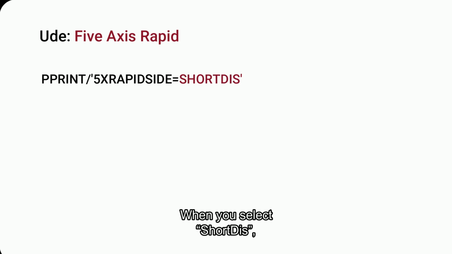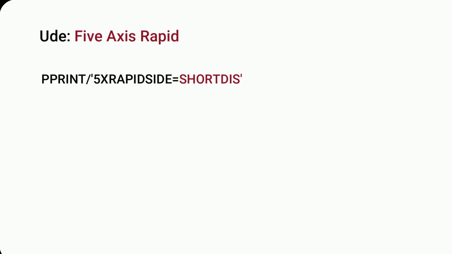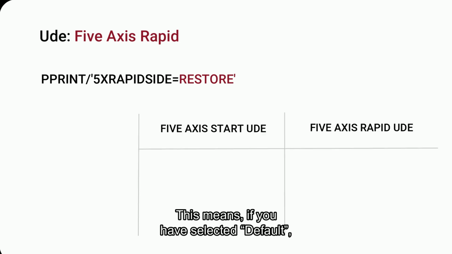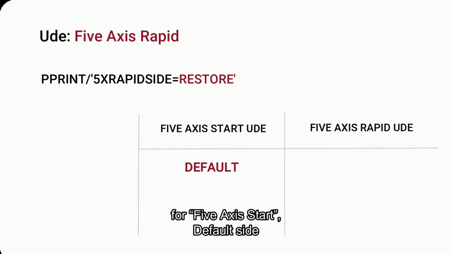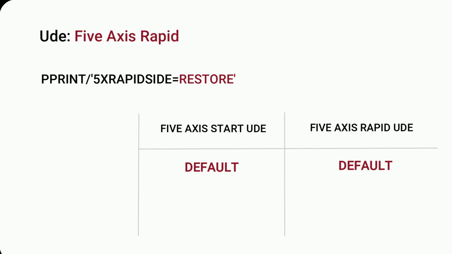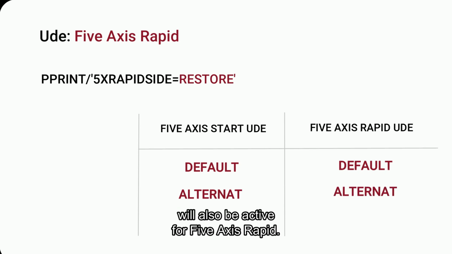When you select short dis, the position of second rapid motion is found by calculating the shortest rotary axis travel distance. When you select restore, what you've selected in 5-axis start UDE will also become true for 5-axis rapid. This means, if you have selected default for 5-axis start, default side will also be active for 5-axis rapid. If you have selected alternate for 5-axis start, alternate side will also be active for 5-axis rapid.